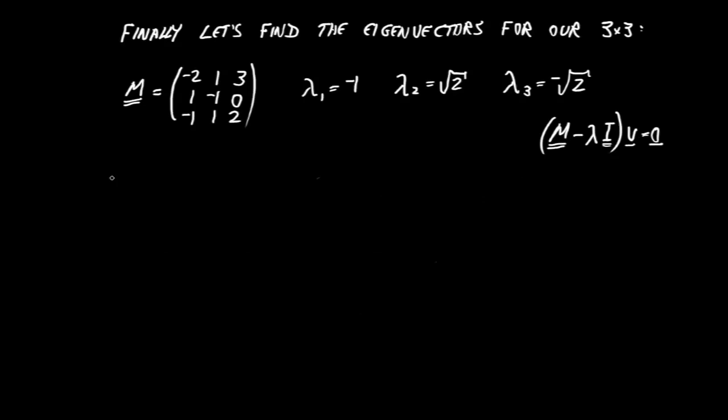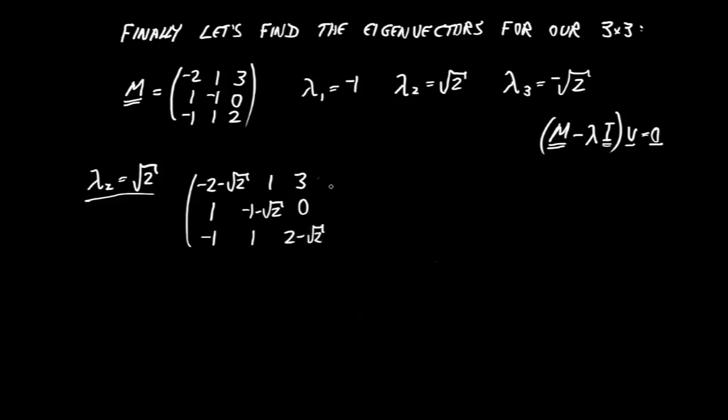So let me go ahead and cut back to the screen that we had before with our matrix M spelt out and our possible eigenvalues, and we'll now take the value lambda subscript 2, which is square root 2. So then, as usual, we need to subtract that down the diagonal, so we'll have minus 2 minus square root 2, 1, 3, 1, minus 1 minus square root 2, 0, minus 1, 1, 2 minus square root 2. And that is the thing which, when multiplied by our unknown eigenvector xyz, should give us 0, 0, 0.